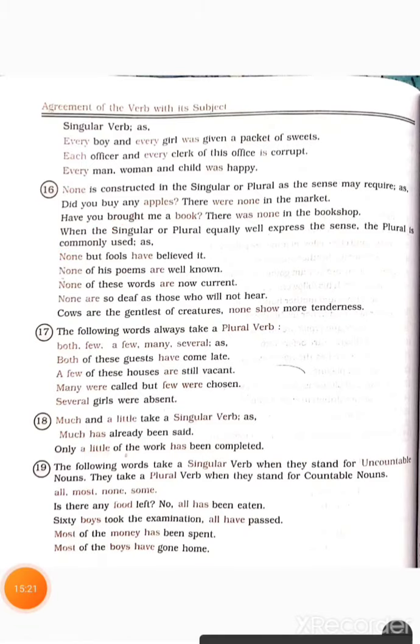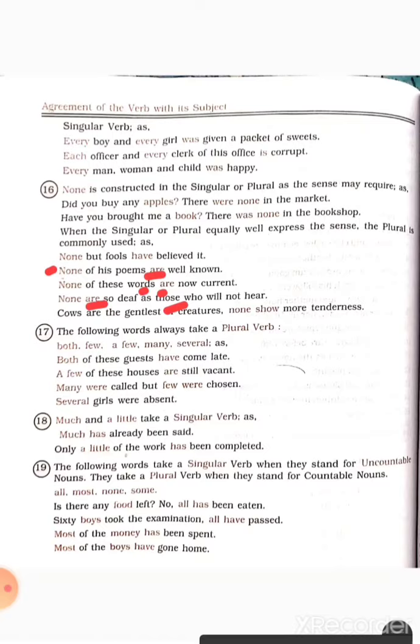Next, none of these poems. Poems is plural, so are. None of these words are. None are so deaf as those who will not hear. None are, because those here is also plural, so that is why none are.